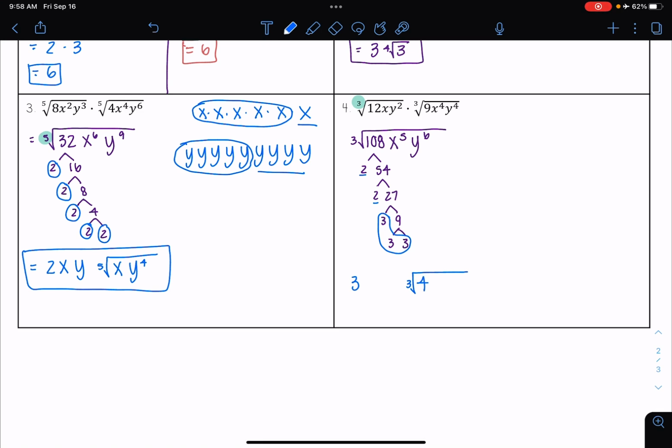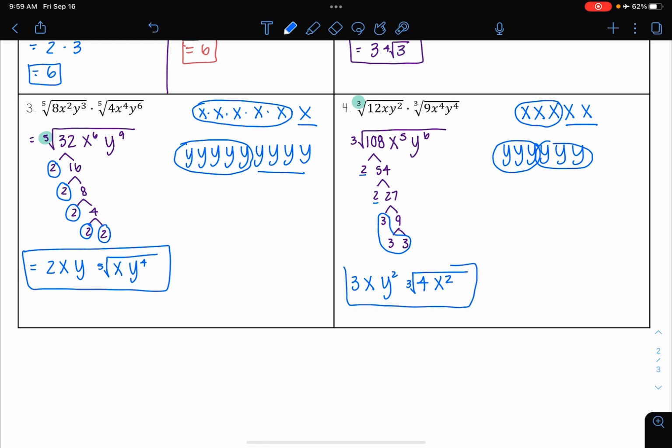Now x to the 5th, let's see how many groups of 3 x's I can take out. Well, that is 5 x's, which means I have one group of 3 x's that come out, but then 2 are still remaining. And then looking at y to the 6th, I see that I have 6 y's, and so that means I have 2 groups of 3 y's that can come out, so that's y squared, and there are no leftover y's. And so this becomes my answer.